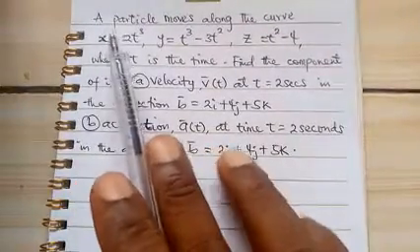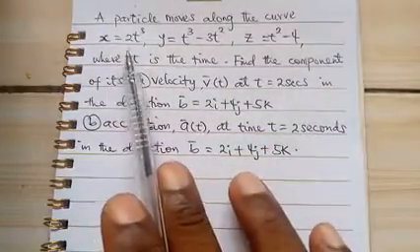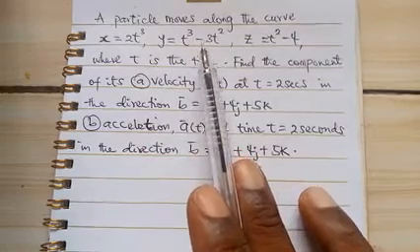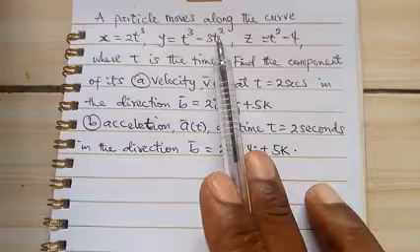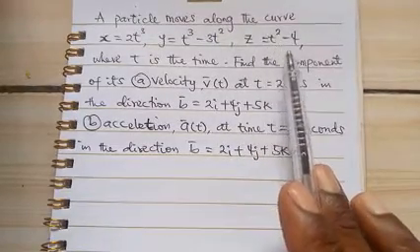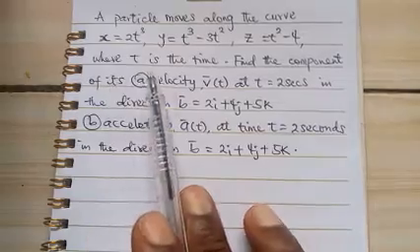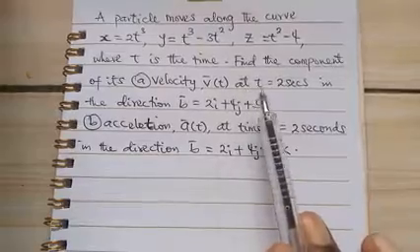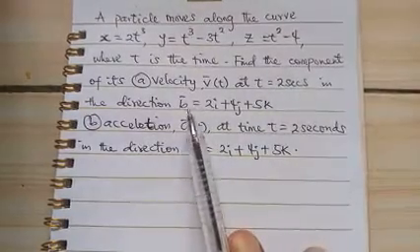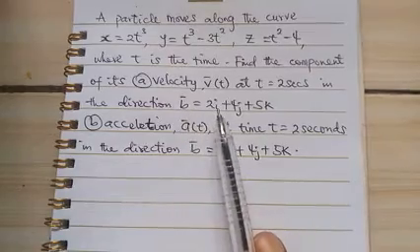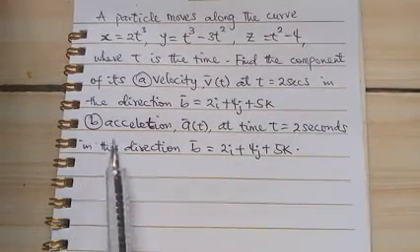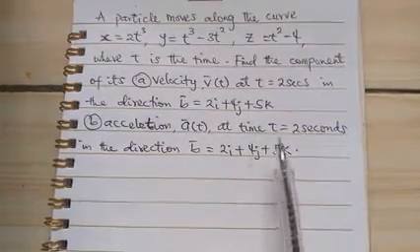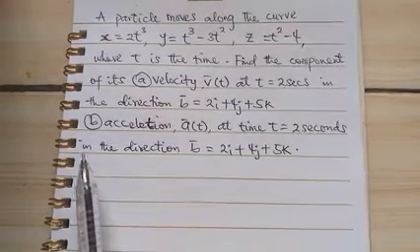have a question that says a particle moves along the curve x equals 2t cubed, y equals t cubed minus 3t squared, z equals t squared minus 4, where t is the time. Find a, the component of its velocity at t equals 2 seconds in the direction b, vector b equals 2i plus 4j plus 5k. Then b, the component acceleration at t equals 2 seconds in the direction of this.